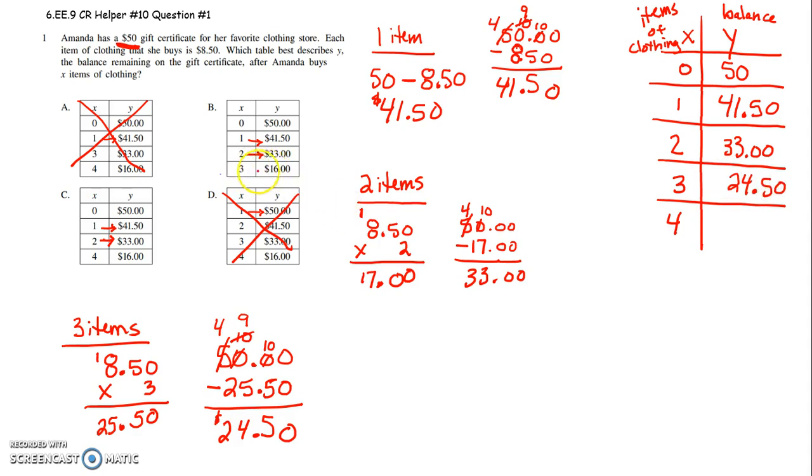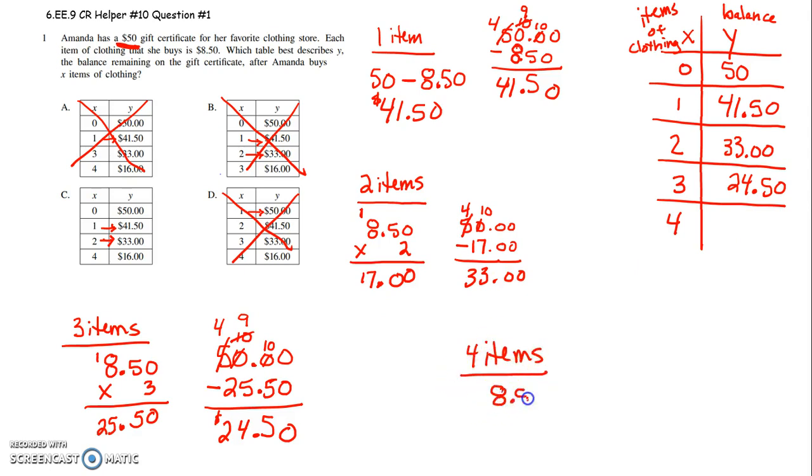Well, this table thinks after 3 items she's left with 16. So that's not right. This table doesn't even list 3 items. Let's get crazy and check for 4 items and be sure that it's really, hopefully, $16 left here. So let's go over here for 4 items.